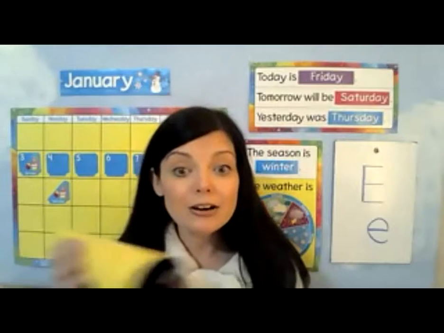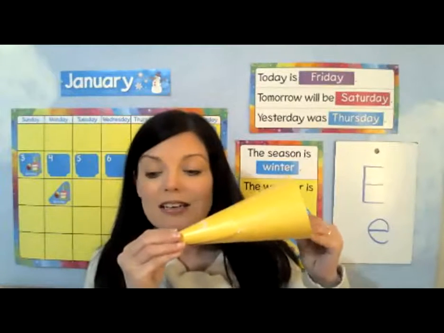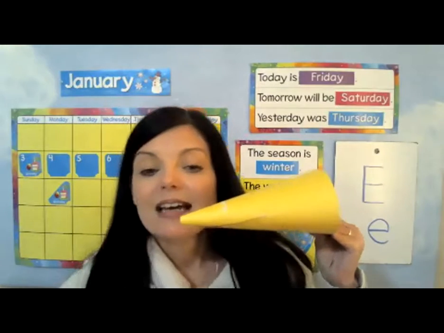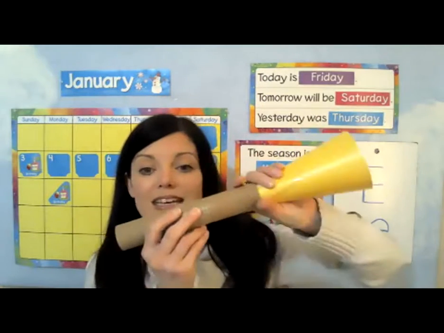So let's make an ear together. We're going to need an outer ear. That's like this funnel part. And then we're going to need that part that looked kind of like a tube. We said that was the ear canal.